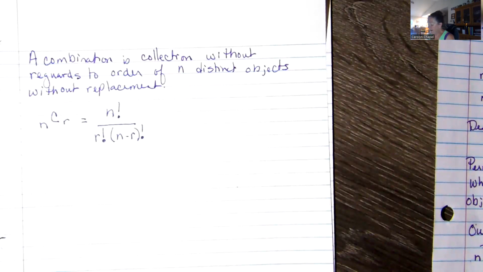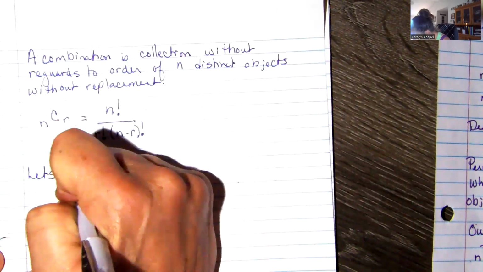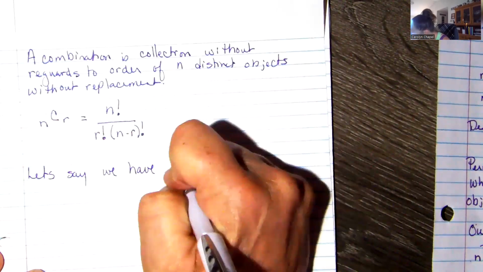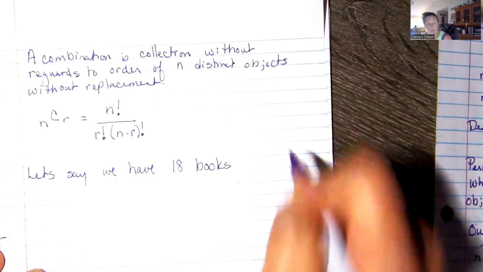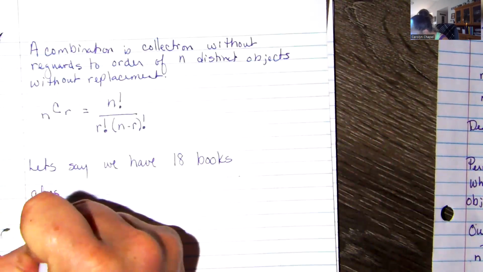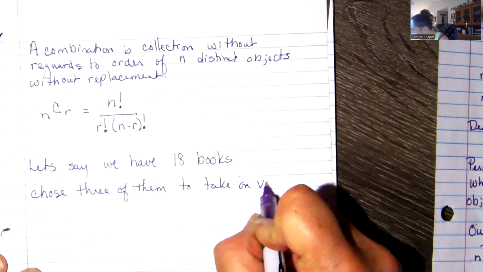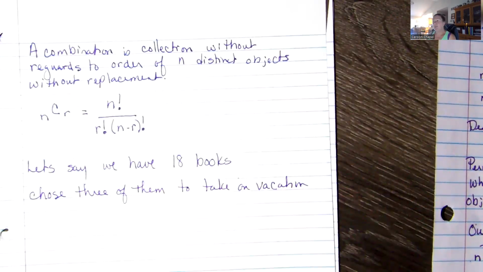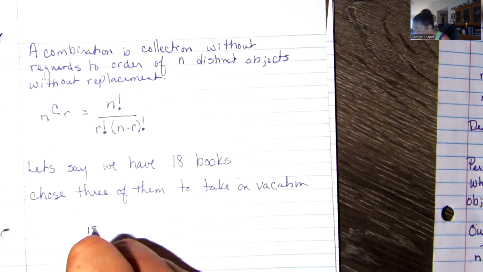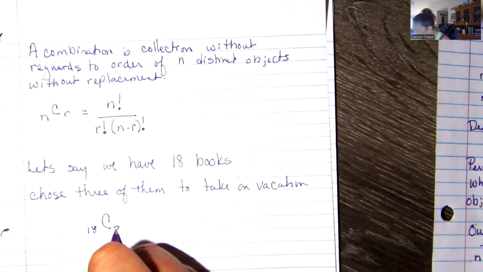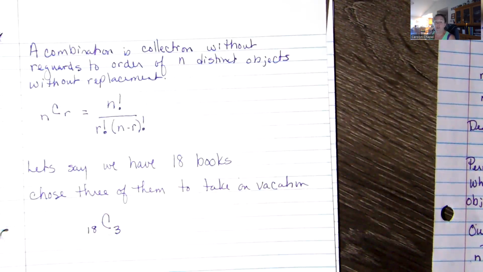Okay, so some examples that we might have of a combination. Let's say you have a number of books. Let's say we have 18 books, different books. Okay, and let's say we want to choose 3 of them to take on vacation. When we're trying to decide which ones to take with us, the order in which we pick them really doesn't matter. So this would be a situation where we'd have a combination. So that 18 choose 3. If we were worried about the order in which we read them, then it would become a permutation. So we have to be a little bit careful on how we do things.